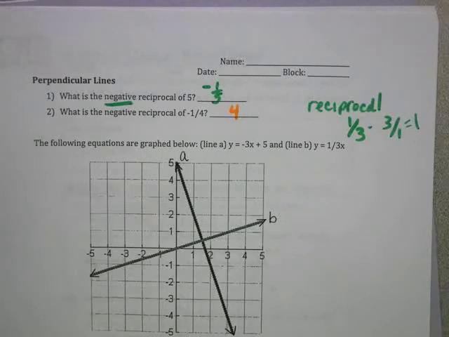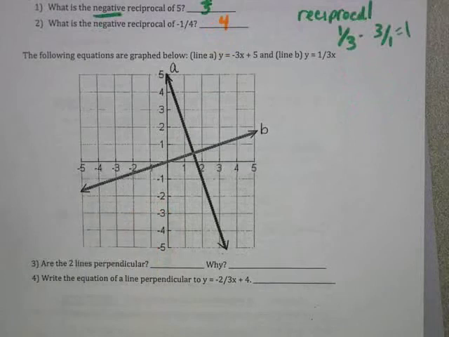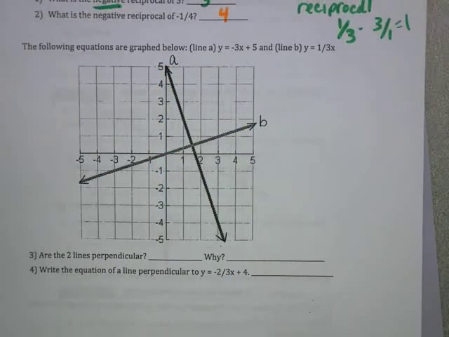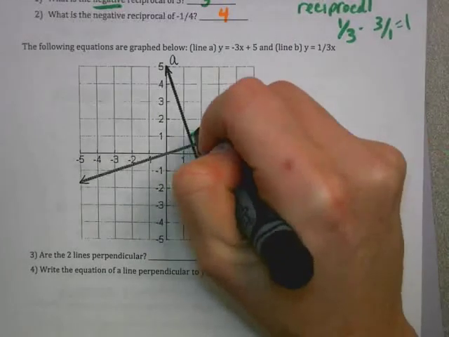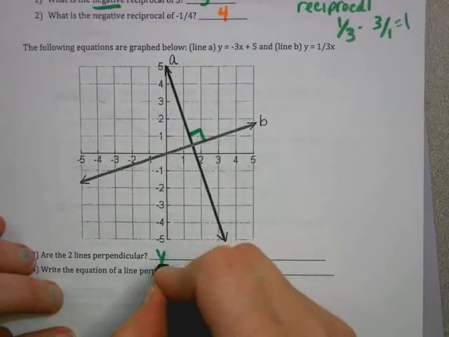All right, now what we want to do is look at the two equations graphed here. And that negative reciprocal is going to come into play here in a second. So we have line A and line B, double checking to make sure they're graphed correctly. Then down underneath there it says, are the two lines perpendicular? What does perpendicular mean? It means that they meet at a 90-degree angle. Do those meet at a 90-degree angle? Definitely. So yes, they are perpendicular.